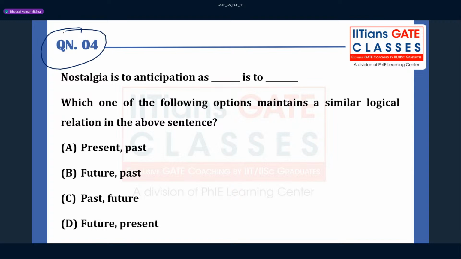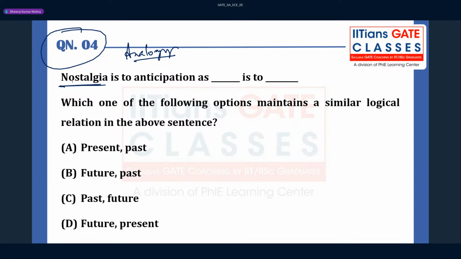4 is there, right? This question is from analogy, guys. Let us read: nostalgia is to anticipation. Nostalgia is a word we always use for memory, right? Suppose we went somewhere and had a very great moment over there. We always call it, oh, that was a nostalgic moment. So nostalgic is to anticipation, right?